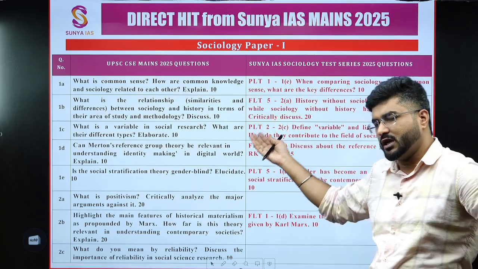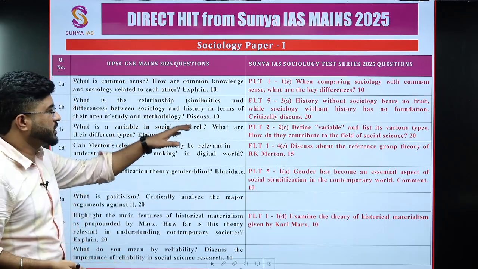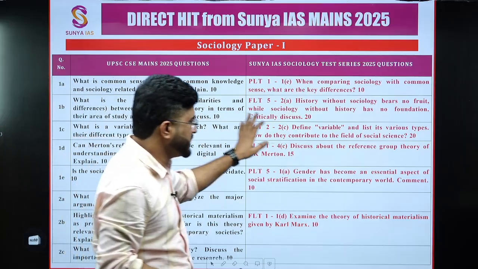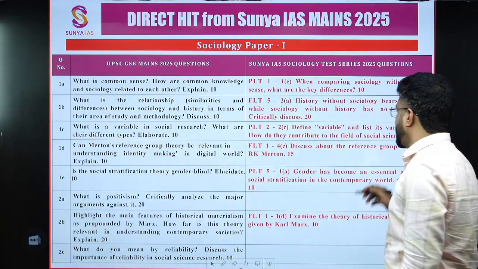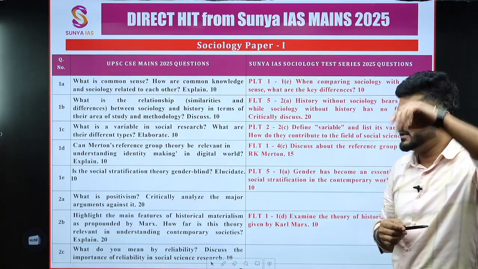Then, variable, another important topic. We have also given a similar kind of question. What is a variable in social research? What are their different types? Elaborate. That was the question by UPSC. And our question was: define variable and list its various types. How do they contribute to the field of social sciences?